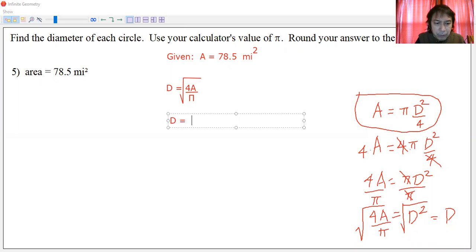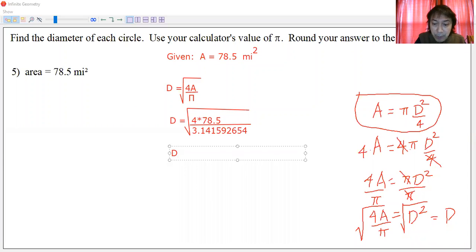This will now be equal to 4 times the area 78.5 divided by pi. All right, so divided by 3.14159264. And this of course will be a fraction like that, and the fraction is under the square root. Okay, so we will have to find the value of the numbers inside the square root first. So we will have to solve it in detail.